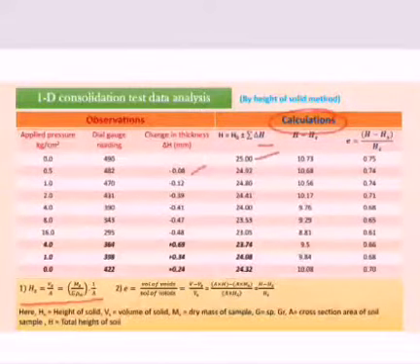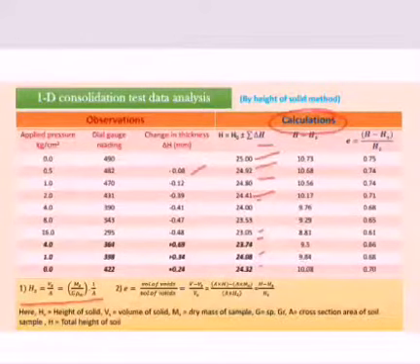So we subtract this 0.08 from 25, and thereby we have the value 24.92. By this method we can easily find the height of the sample corresponding to different applied loads. For 1 kg per centimeter square, for 2 kg per centimeter square it is 24.41. So we can easily find it for each and every load, for both loading and unloading.